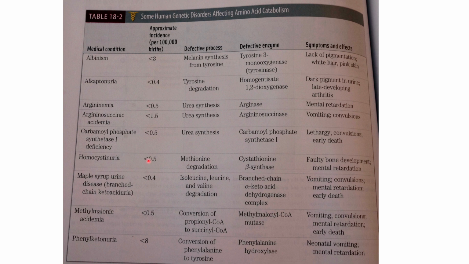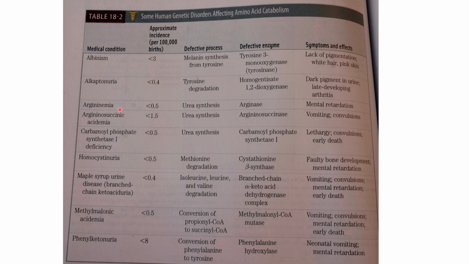A lot of these are much more uncommon, and generally, if you have failure to thrive or some other neonate who is developing marasmus or kwashiorkor, where you have the dilated abdomen, you can do screening to determine if there are increases of amino acids or precursors that are occurring. So albinism is, for example, melanin synthesis from tyrosine. Defective enzyme is tyrosine 3 monooxygenase, and these are the symptoms that occur as a consequence of that.